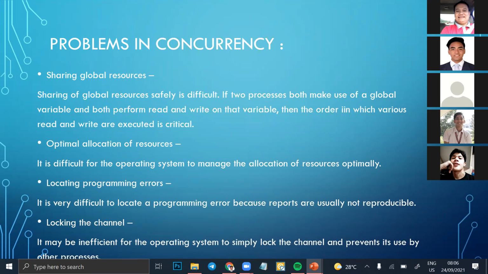The second one is optimal allocation of resources. It is difficult for the operating system to manage the allocation of resources optimally because of the large number of commands, different threads, and different processes running in parallel. The next one is locating programming errors. It is very difficult to locate programming errors because the results are usually not reproducible. The last one is locking the channel. It may be insufficient for the operating system to simply lock a channel and prevent its use by other processes.